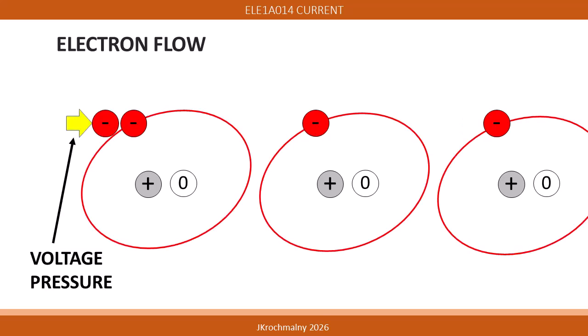The movement of electrons results in electrical power. Amperage results when there's an electrical voltage pressure difference between 2 points, resulting in electron flow.